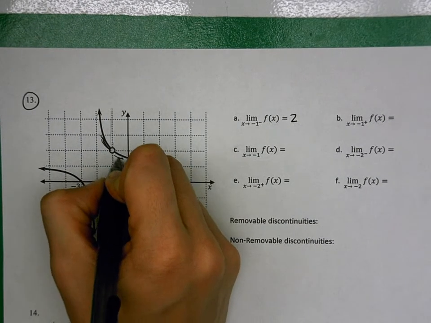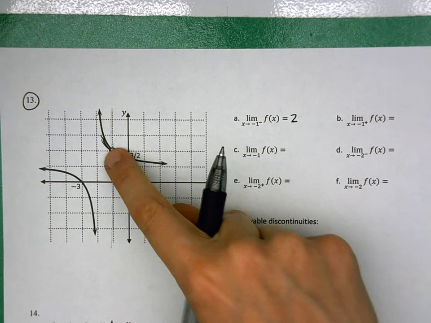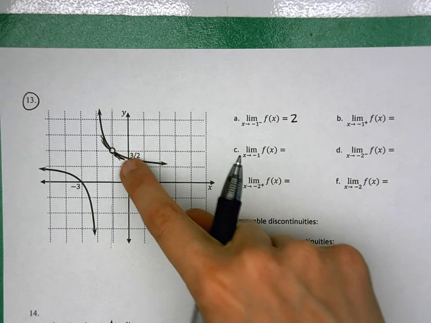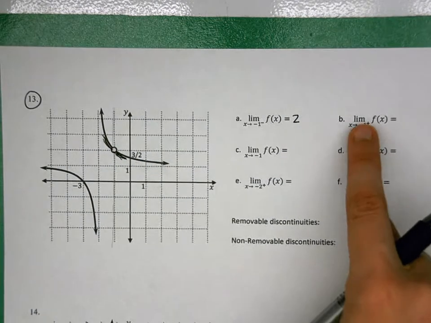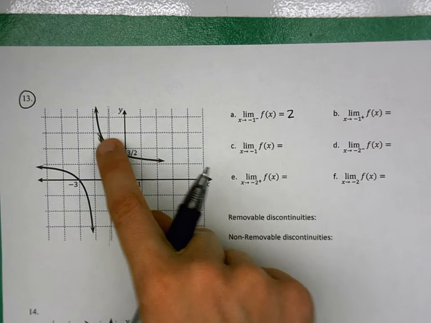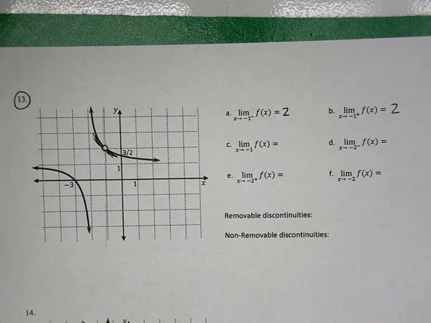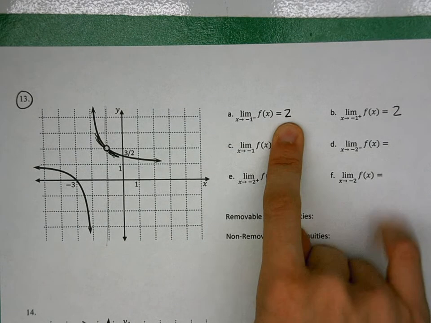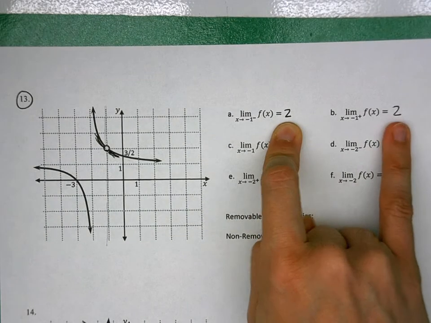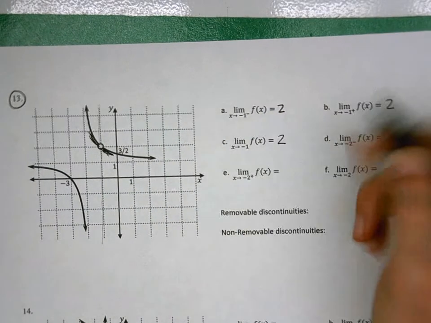B, what about from the right? Now starting on this side, what y value does it look like I'm going to reach as I approach -1, getting closer and closer to touching -1 here from the right? As I get closer and closer to touching -1 from the right, my y value looks like it's going to be 2. And so what about my two-sided limit? Well, because the left is 2 and the right is 2, these agree. So therefore my two-sided limit is 2.